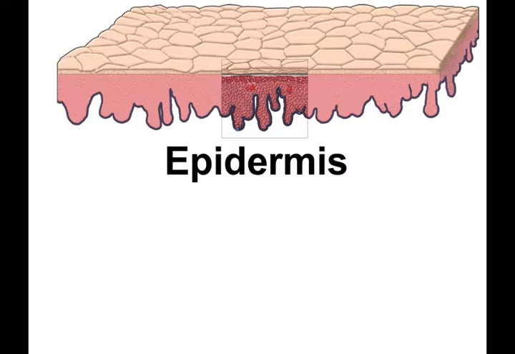The individual keratinocytes start at the stratum basale and progress upward into the stratum spinosum, the granular layer, stratum lucidum on areas like the palm, and then the stratum corneum.